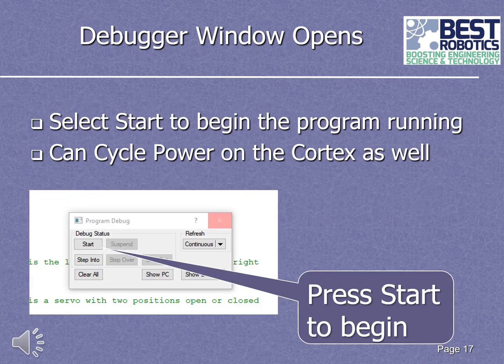After downloading to the robot, the debugger window opens, and you can either select Start, and the program should start running, or you can cycle power on the Cortex if you don't want to be connected to the computer. Just unplug it and cycle power, and the program will start up.